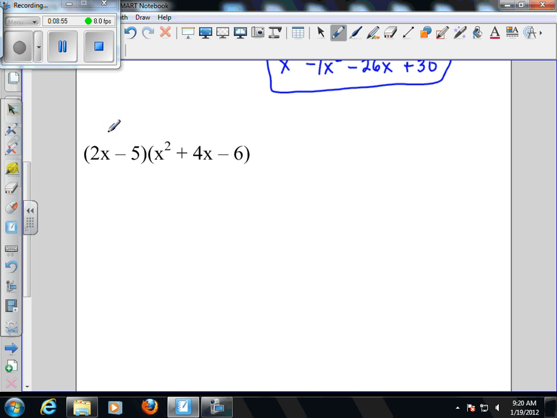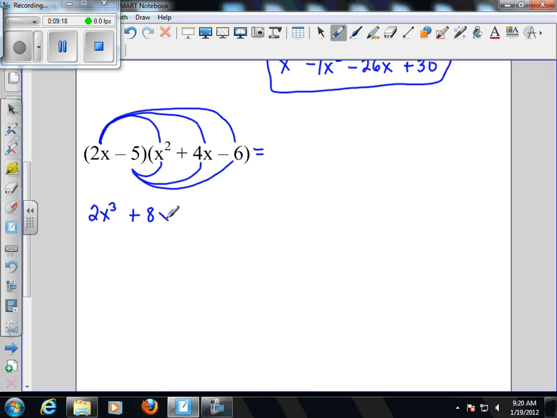Same type of problem. We're going to distribute repeatedly. It never hurts to draw in these lines. So let's start. I'm actually going to write this underneath. 2x times x squared gives us 2x cubed. 2x times 4x gives us 8x squared. 2x times negative 6 gives us negative 12x.